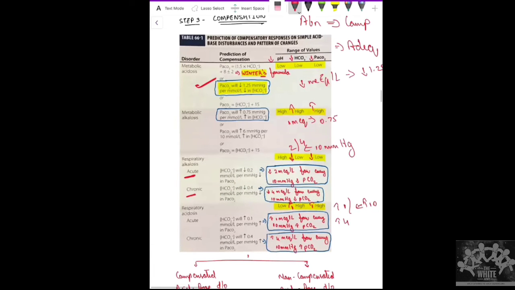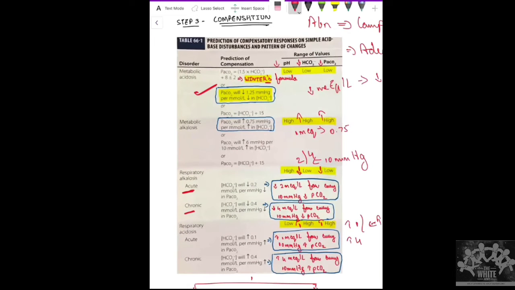That is how we calculate compensation. So you can capture this image to do further sums. You can take a screenshot or something. So I hope you took it.